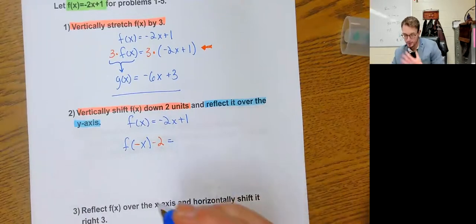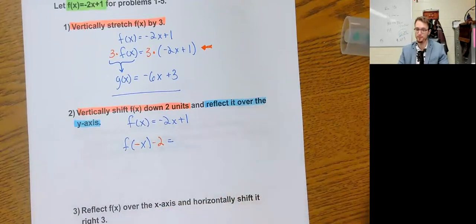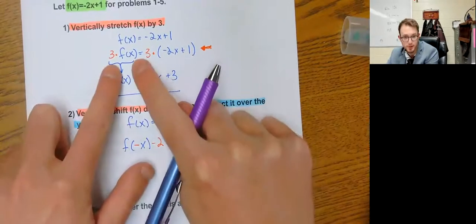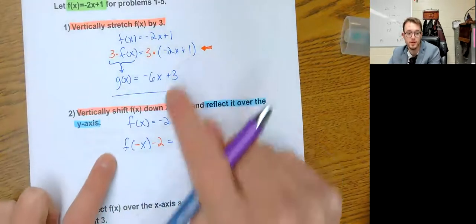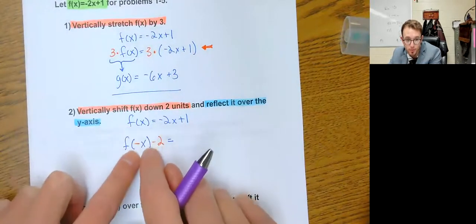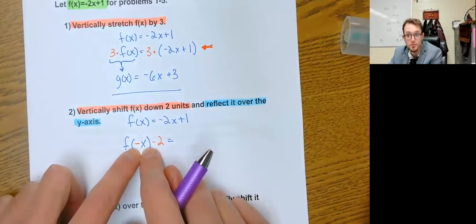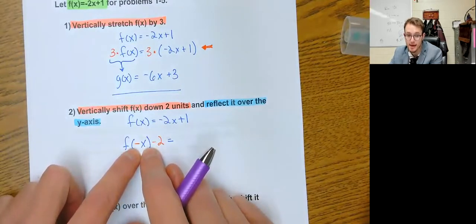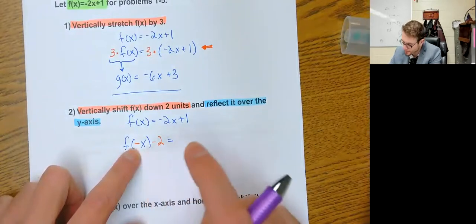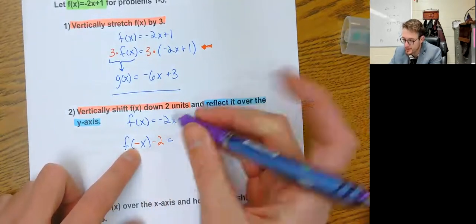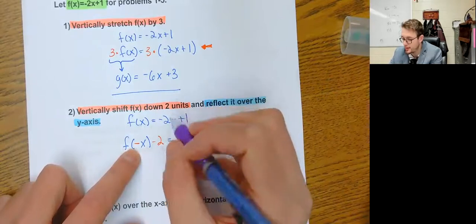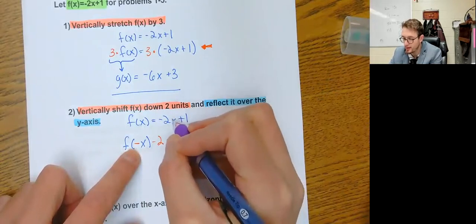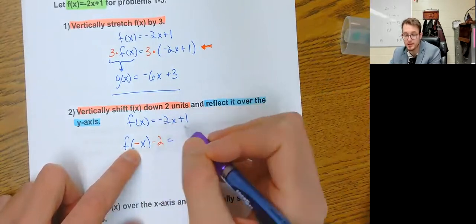So this is where it gets a little interesting. Up above, we multiplied the whole function, so we put parentheses around the whole function. But for this problem, we are multiplying just the input, the x value, by a negative. Well, are there parentheses around the input? There are not. Because if I just put a negative right there, it'll look like negative 2 minus x. That's not what we want to do.